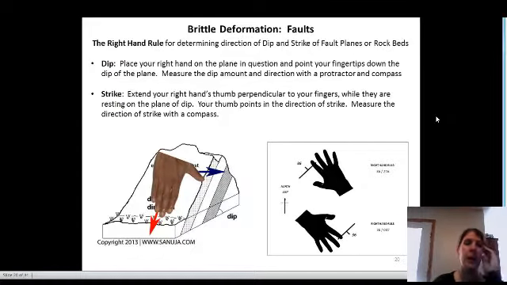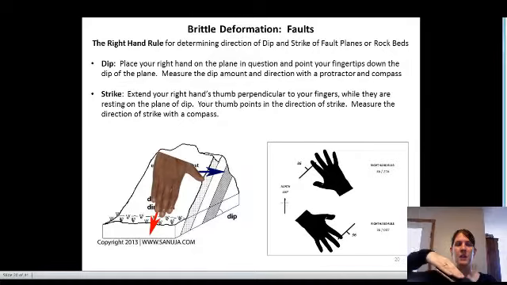When we talk about strike and dip of a fault system, scientists use what is called the right-hand rule. To determine the dip, you place your right hand on the plane in question and point your fingertips down the dip of the plane. So if this was my plane, I would point my fingertips down. And you would measure the dip amount with a protractor and a compass.